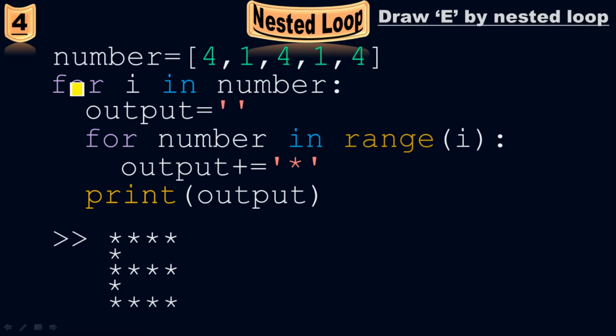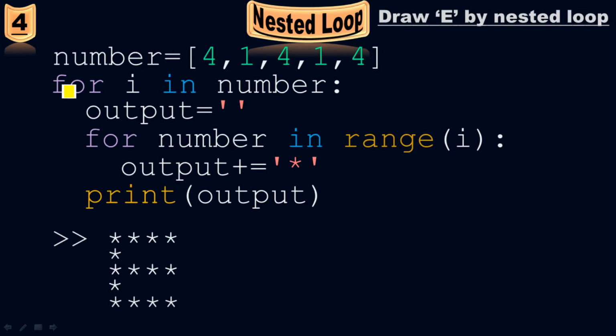Look at here what the outer loop does. For I in number, outer loop iterates on each and every single number of this list. So it first iterates on the very first item, which is 4. But here for the outer loop, initially we set output equals to empty space. And then the inner loop starts iteration, for number in range of I, and then output plus equals to asterisk, and then print of output.